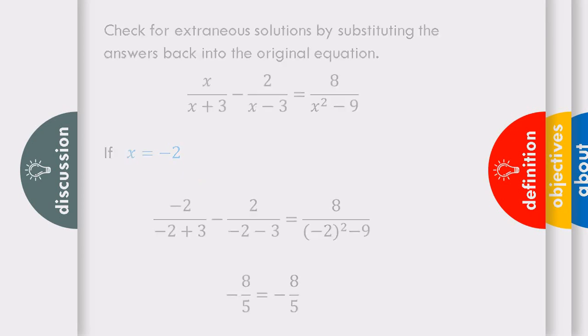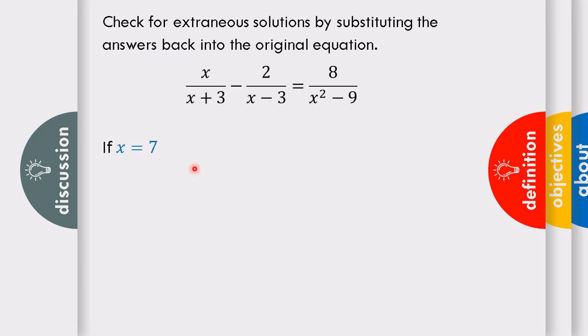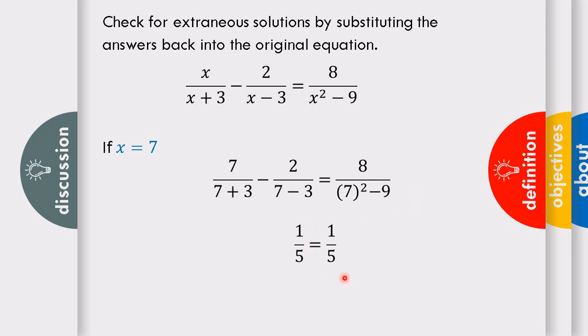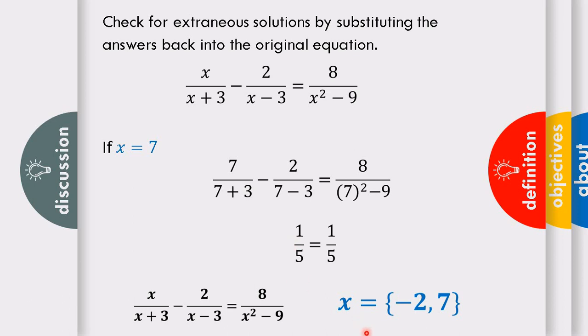How about the other one? If x is equal to 7, let's check. 7 over 7 plus 3 subtracted to 2 over 7 minus 3 is equal to 8 over 7 squared minus 9. So 1 over 5 is equal to 1 over 5. So therefore, 7 is also a solution to the rational equation. Both x equals negative 2 and x equals 7 are solutions to the rational equation given. So the solutions are x equals the set of negative 2 and 7.